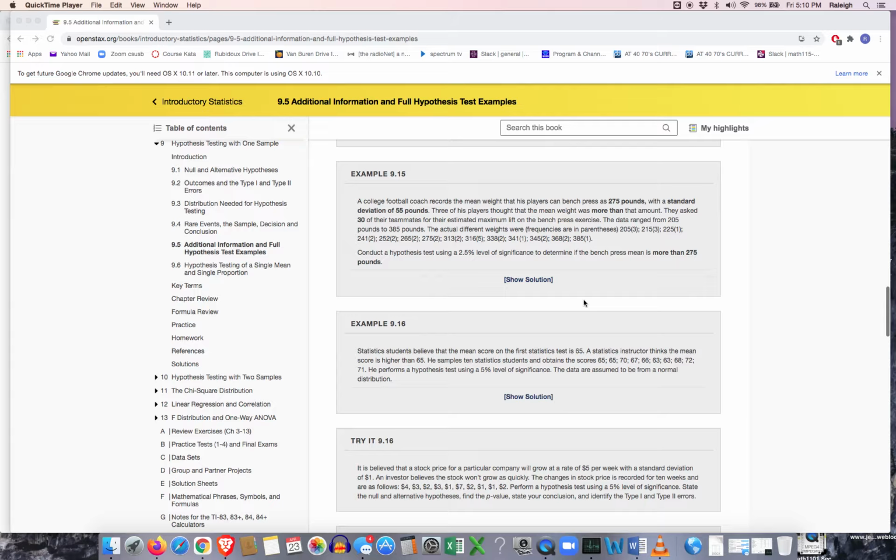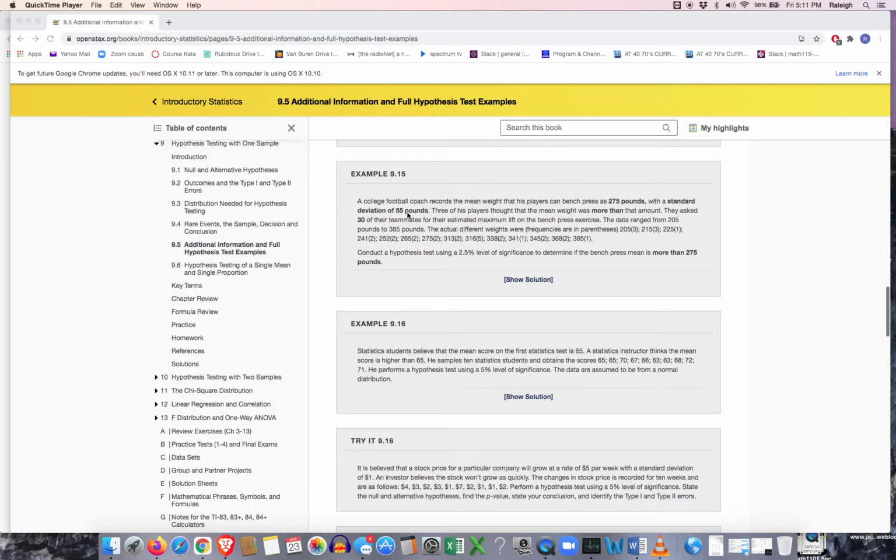So in this particular example, we have a football coach, and this is with raw data, which you could do by typing the raw data into your calculator. What they're saying is the mean weight that the players can bench press is 275 pounds with a standard deviation of 55 pounds. That's what we wound up with.